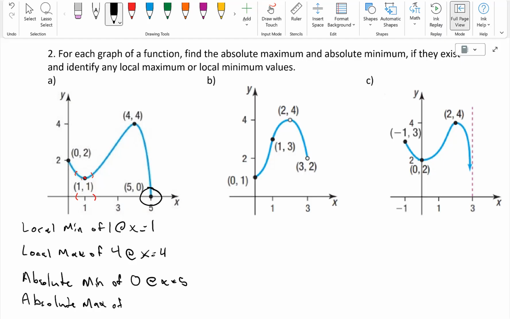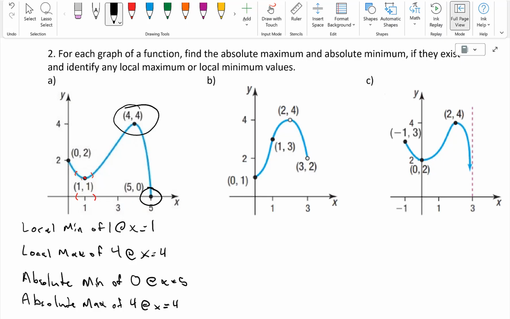is 4 at x equals 4 still. It's definitely common for our local and absolute max to be the same, depending on which direction the graph opens. We'll do more with them when we see the polynomial functions and other types, but for now we can see that's the highest point on the entire graph. Nothing goes above that value at 4.